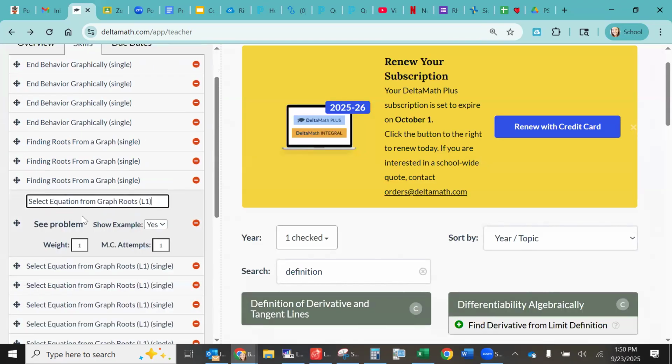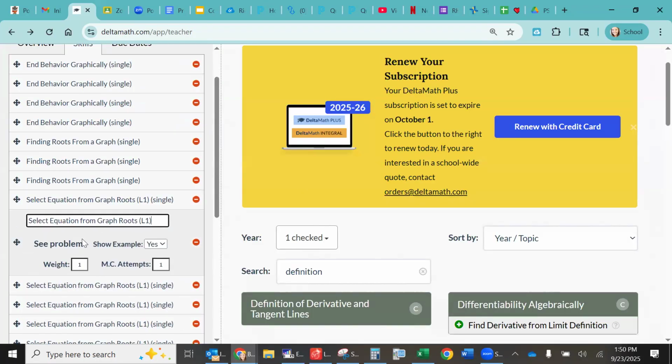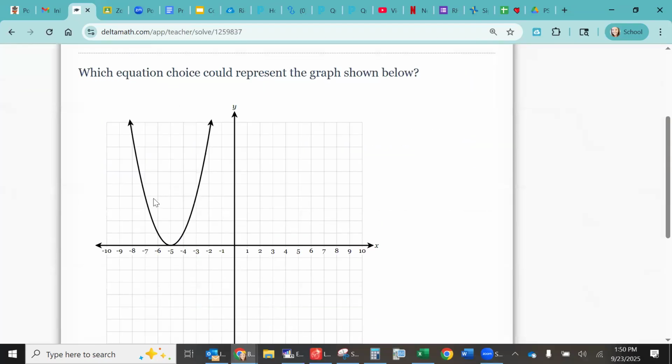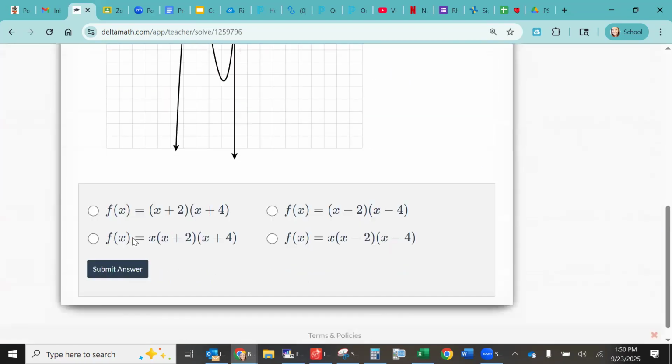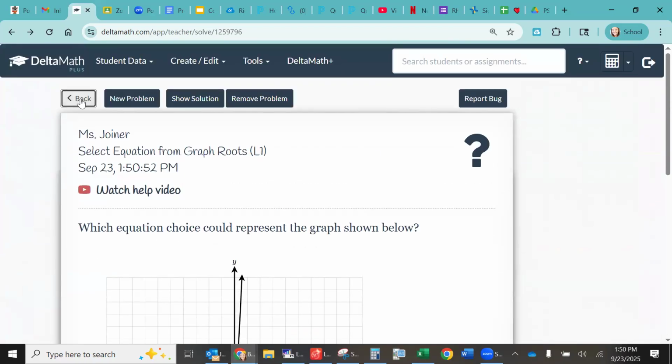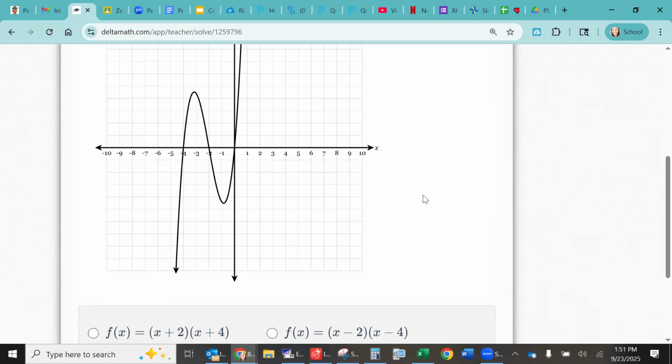Okay, the question that we're going to do together is going to be selecting equations from roots. And we're going to pick, I guess we'll just do this one. This is the third of those. Okay. Now we're going to add more to this concept next week. So today's homework should be pretty easy. Okay, you have the picture. You're picking which equation matches.